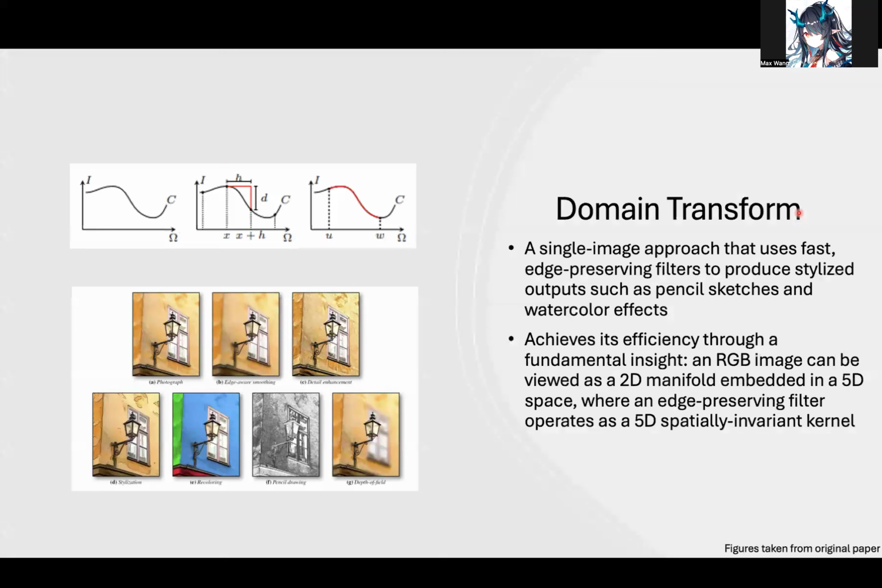It is a single image approach that uses fast, edge-preserving filters to produce stylized outputs such as pencil sketches and watercolor effects. It achieves its efficiency through a fundamental insight. An RGB image can be viewed as a 2D manifold embedded in a 5D space, where an edge-preserving filter operates as a 5D spatially invariant kernel. This transform establishes an isometry between curves on the 2D image manifold and the real line, maintaining geodesic distances and adaptively warping the signal for efficient 1D edge-preserving filtering in linear time.